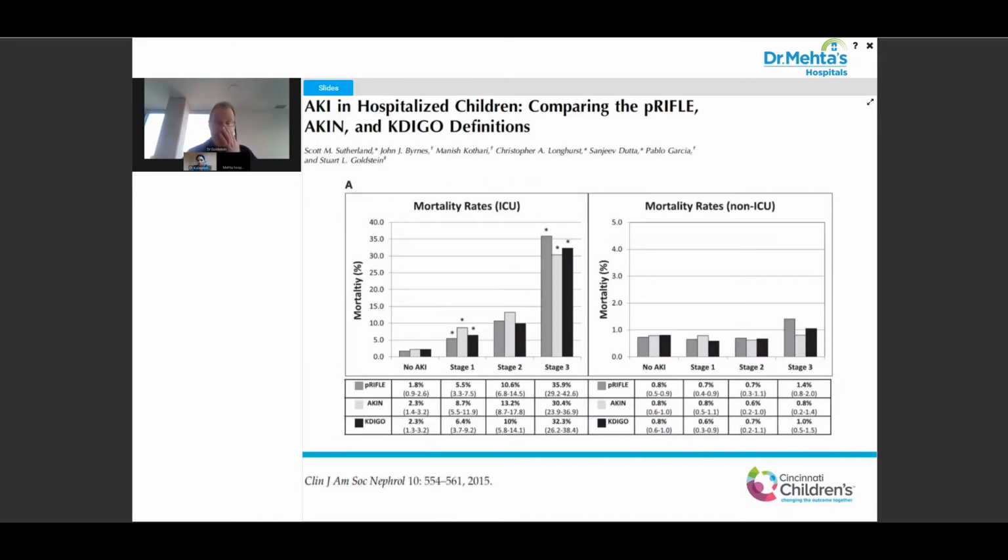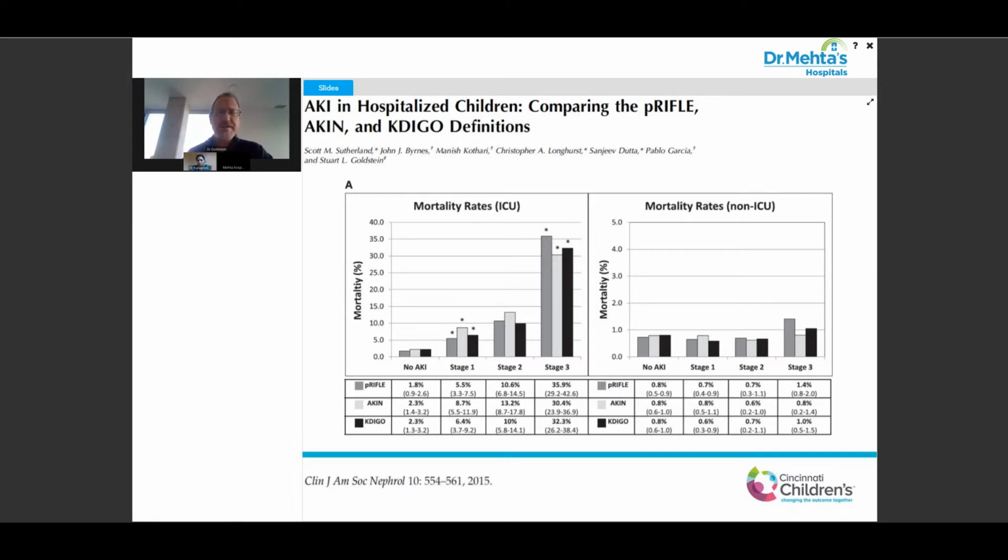So how do these compare? Well, Scott Sutherland looked at Stanford University, looked at about 10,000 children admitted both in the ICU and outside of the ICU, and compared the mortality rates and the hospitalization rate, length of stay for patients who had their AKI classified by P-rifle, by AKIN, and KDIGO.